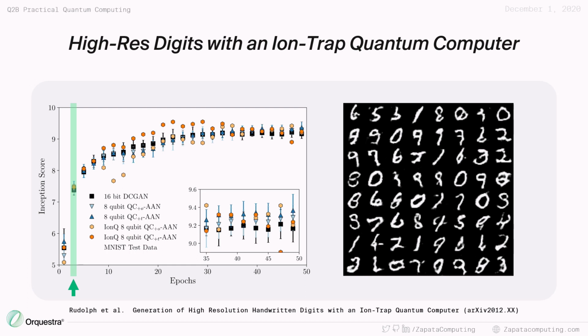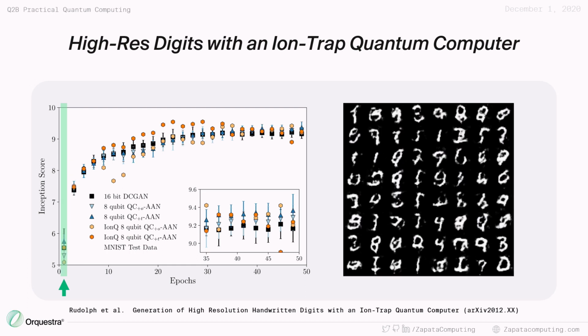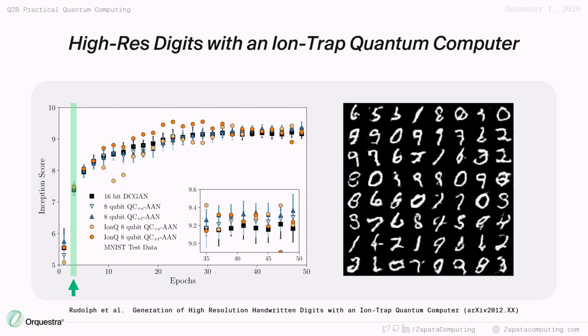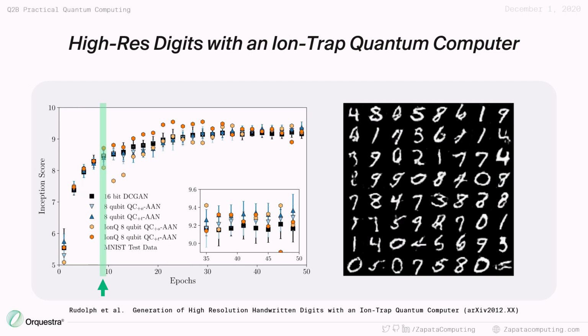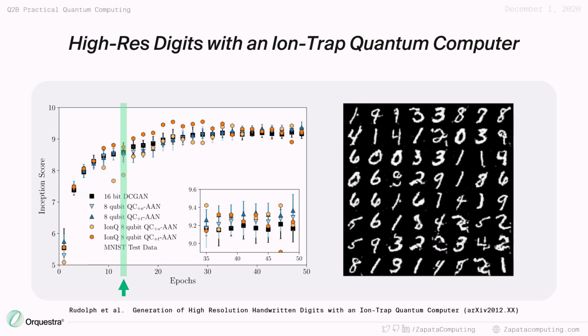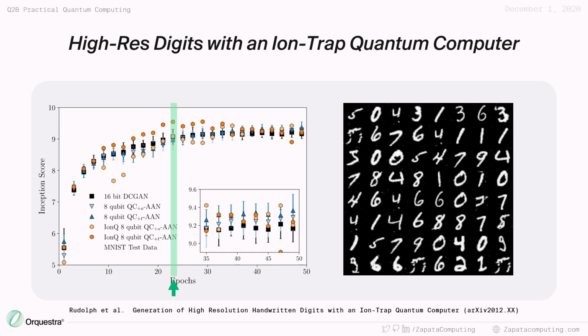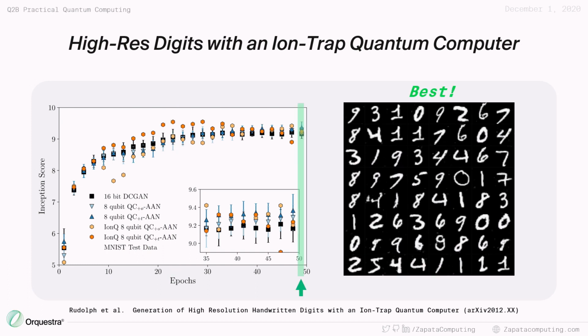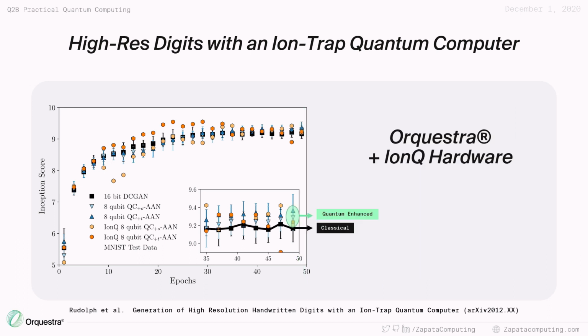Now, at the beginning of the training, the digits look very blurry. As we move through the epochs, as the algorithm progresses, you see that the algorithm is getting better and better at generating the digits. And as you can see, when you reach all the way to the end, the best result that you get at the end of the training is something that resembles the training data set that I showed you, the MNIST data set. So really high resolution digits.